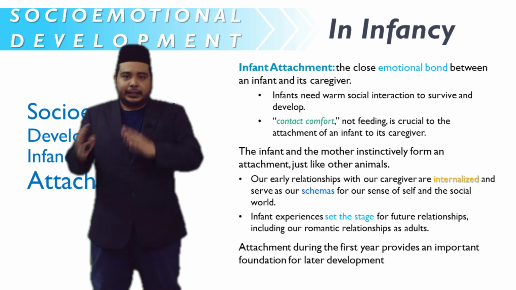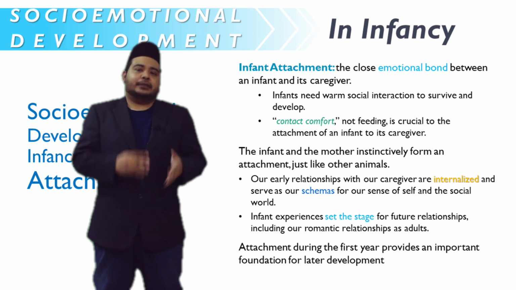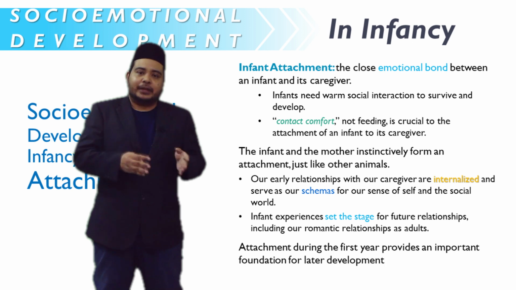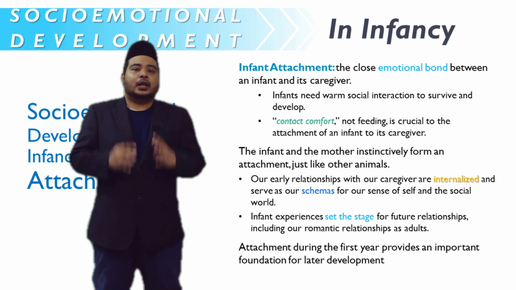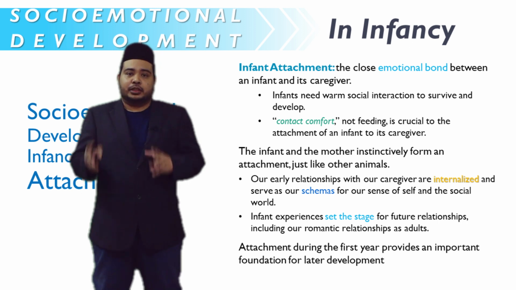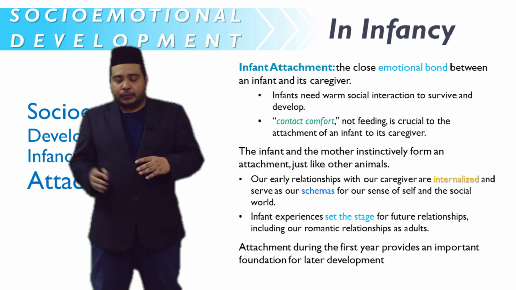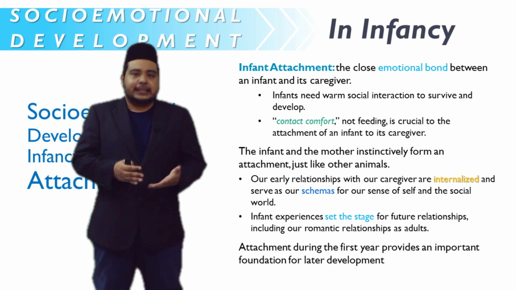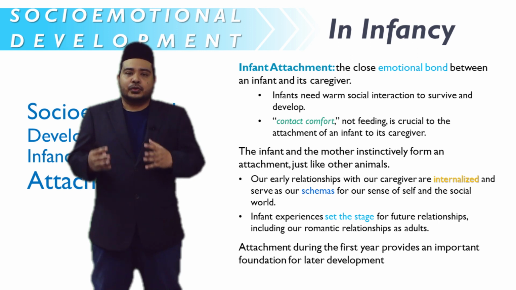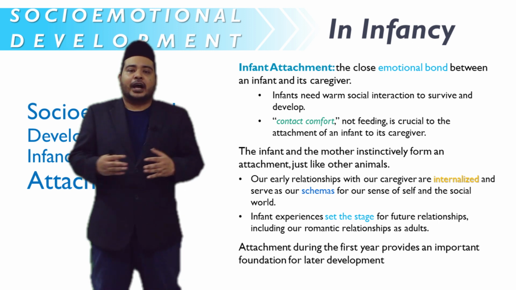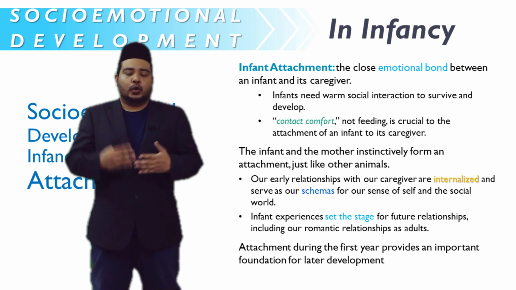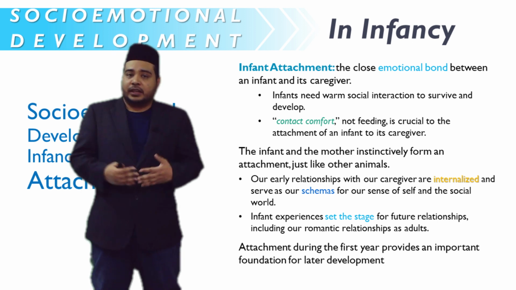Another ingredient, the second ingredient of socio-emotional development in infants, is that researchers look into infant attachment. What infant attachment means is basically the close emotional bond, the close emotional relationship between the infant and its caregivers, be it caregivers or parents. Infants, in this sense, need warm social interactions to survive and develop emotionally and socially. They need a close and warm emotional bond with their caregivers.